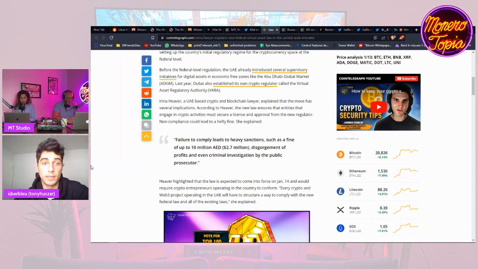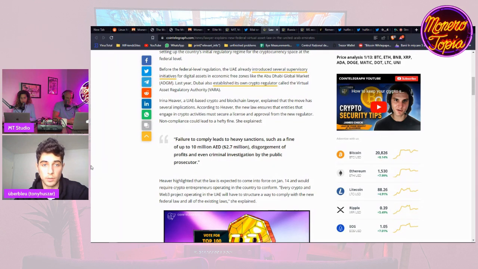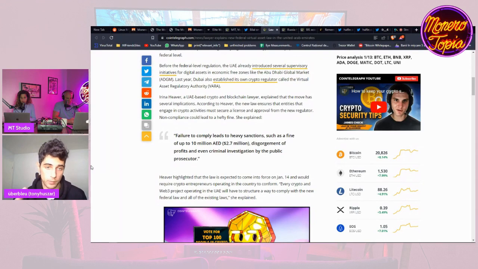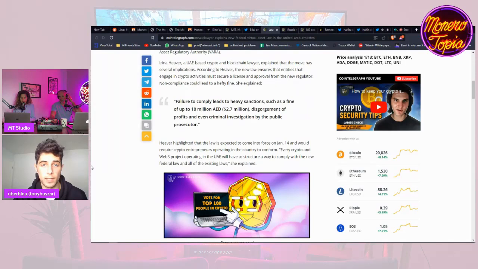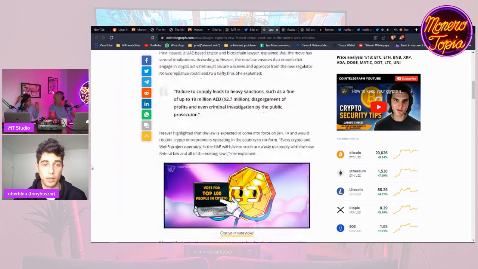And entities that engage in crypto activities must secure a license and approval from the new regulator. Non-compliance could lead to a hefty fine of $2.7 million. And essentially every crypto and Web3 project operating in the United Arab Emirates will have to structure a way to comply with the new federal law and all of the existing laws.